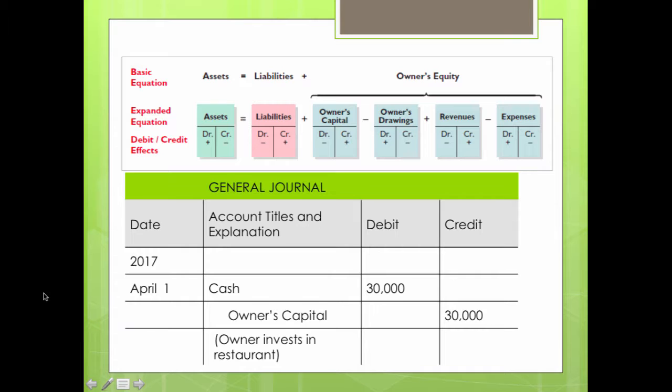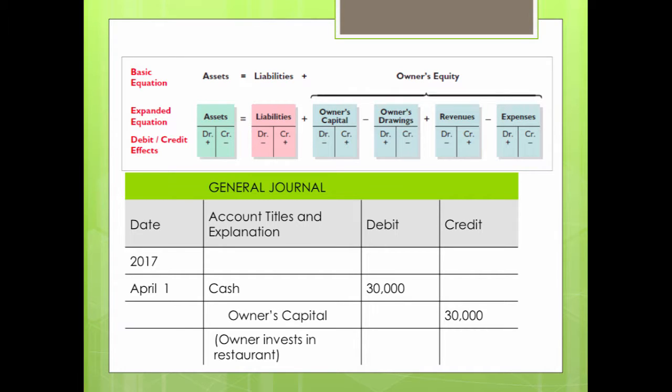Think of it as an Excel spreadsheet. We have a column for the date of the transaction. We have a column for the account titles and an explanation. We have a column for debit and we have a column for credit.